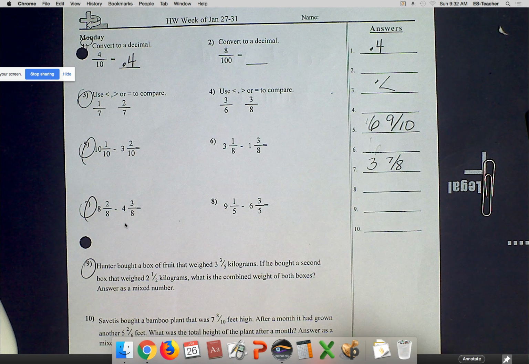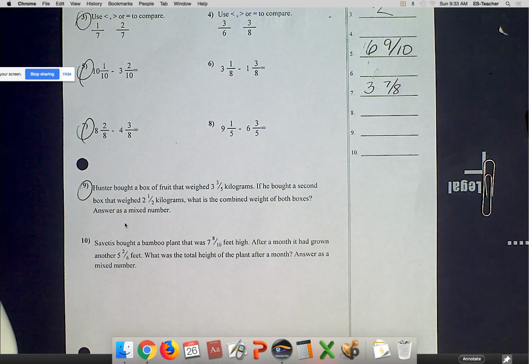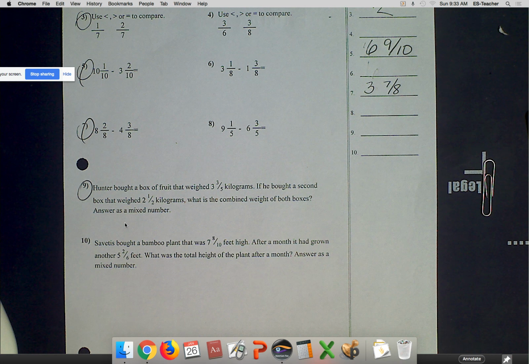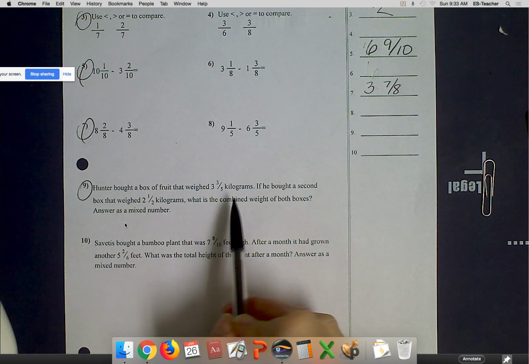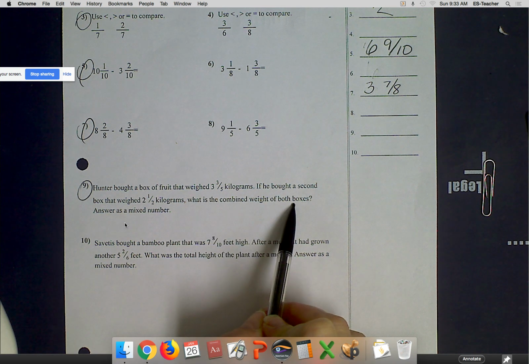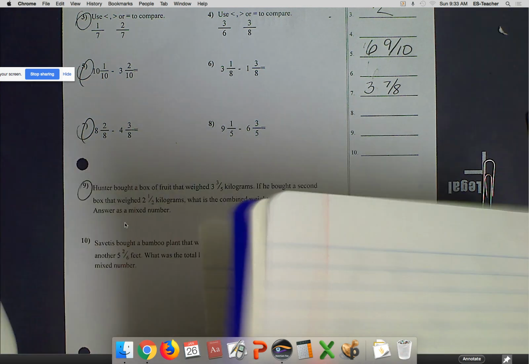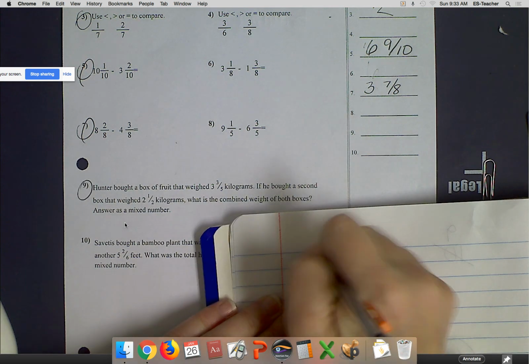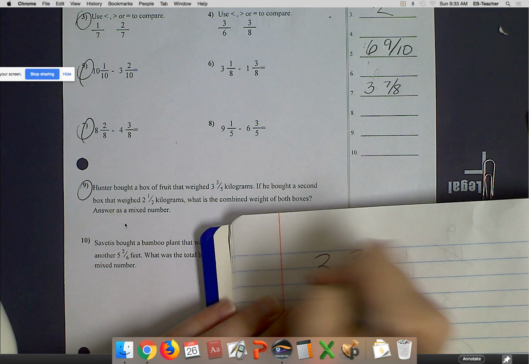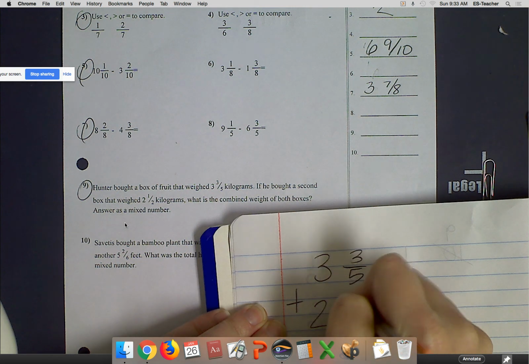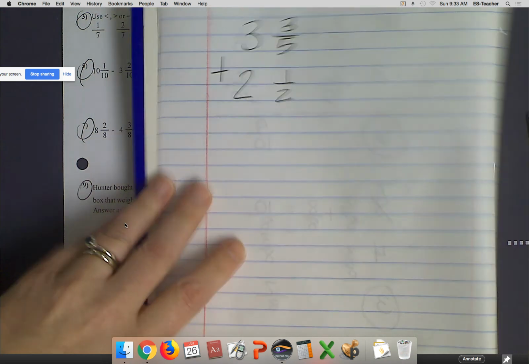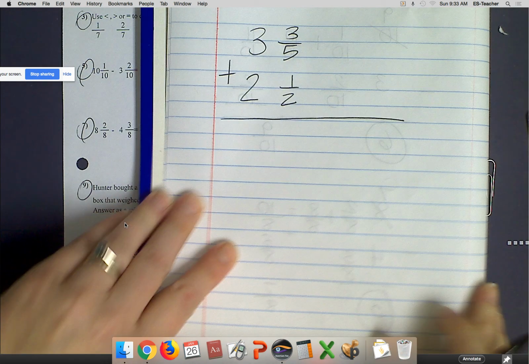All right, number 9 is about Hunter. Hunter bought a box of fruit that weighed 3 3/5 kilograms. If he bought a second box that weighed 2 1/2 kilograms, what is the combined weight of both boxes? The combined weight of both boxes. So if I'm combining them, then I'm going to add them together, right? So I have 3 3/5, and I'm adding 2 1/2. Right? So this is what we're working on right here.